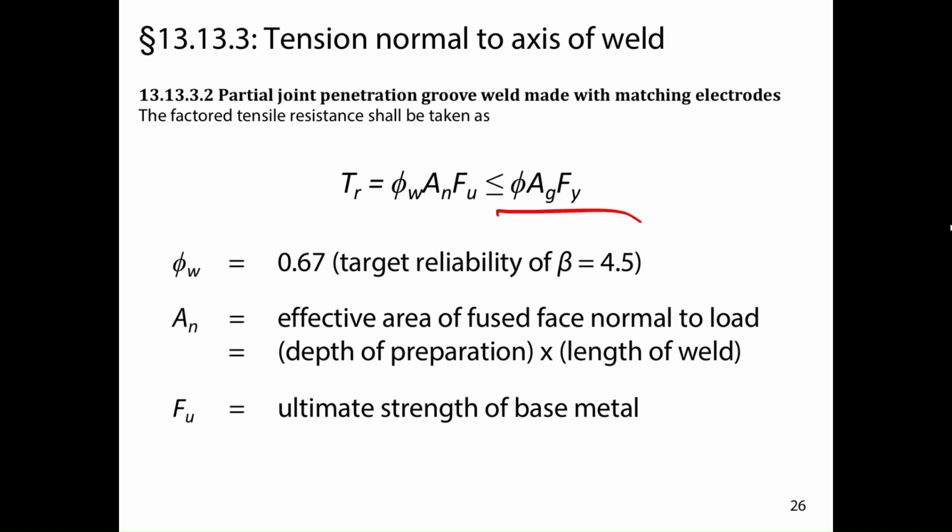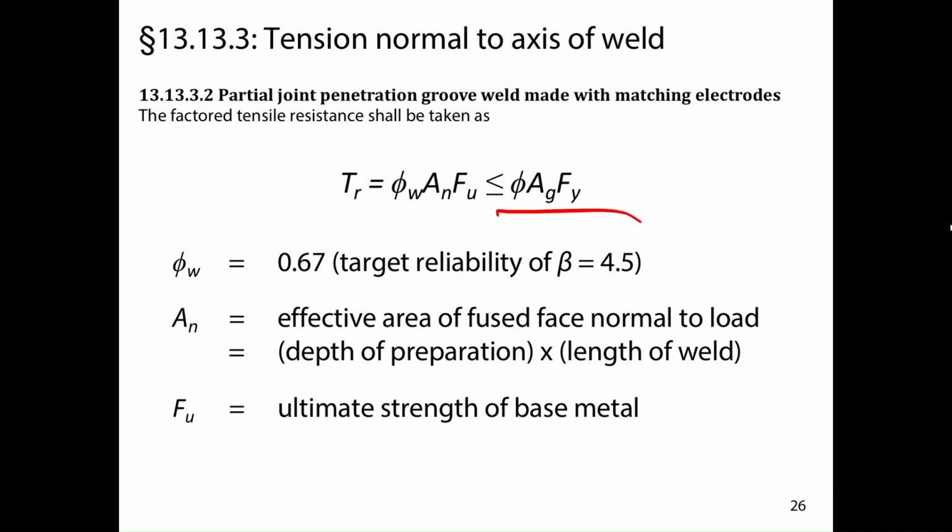What we're looking at here is a new resistance factor, same beta value, 4.8, but a lower resistance factor because the variability in the strength and the geometry of welds is more significant. Bolts are manufactured and shaped nicely, with a high level of reliability. Welds are done by people with different levels of skill. So we use a lower factor to target the same level of reliability. An is the effective area of the fused face normal to the load. Basically, it's the face through the weld.